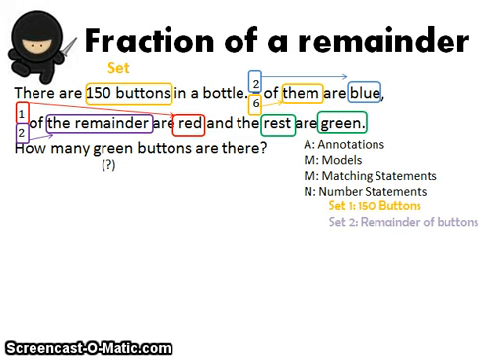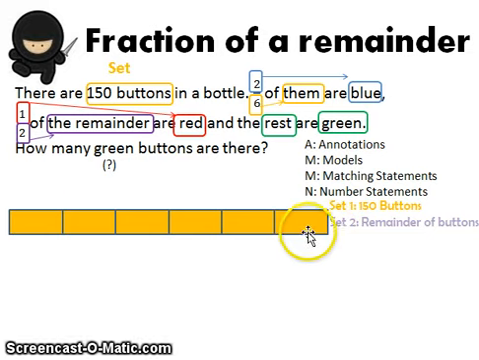So first of all, let's ignore the second set. Let's look at the first set, the set where it's 150 buttons, the orange one. In the first beginning set, how many units are there? There are 6 units. Let's draw 1, 2, 3, 4, 5, 6. Now, out of these 6 units, the question says 2 units out of 6 of them are blue. So these 2 units are blue.